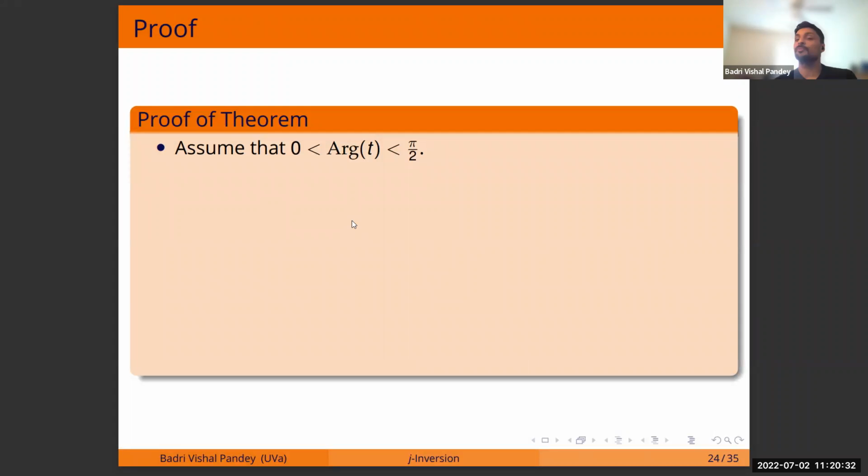So the proof of the theorem goes as follows. Assume that the argument of t is between 0 and pi/2. This is because there are squares and other factors there, and we want to, what is the word?